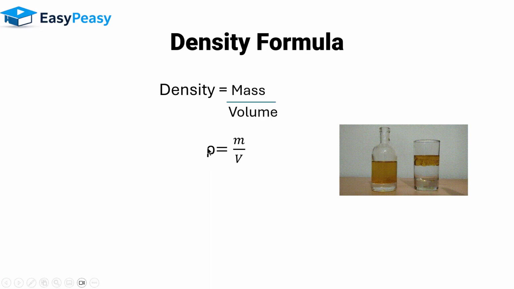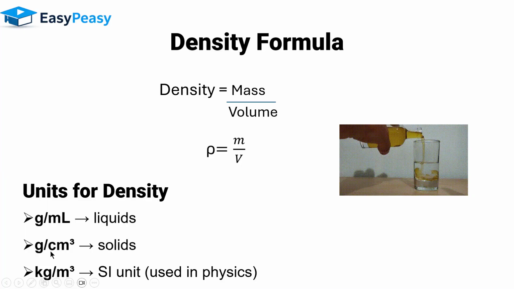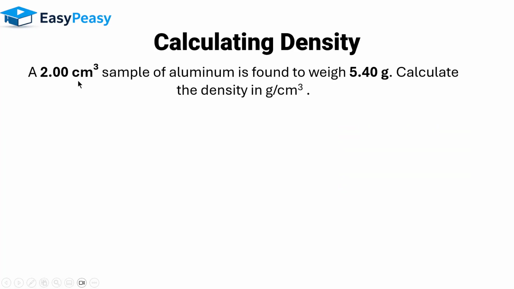This is the symbol of density. M is for mass and V is for volume. The units of density are gram per ml for liquids, gram per cm cube for solids, and kilograms per meter cube for SI units. Okay, let's take an example.